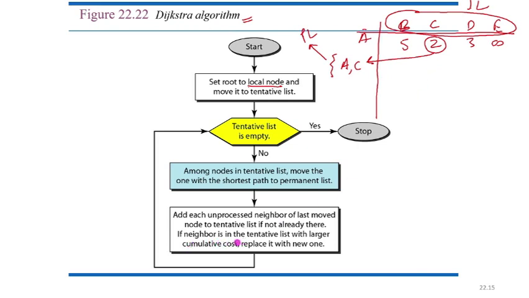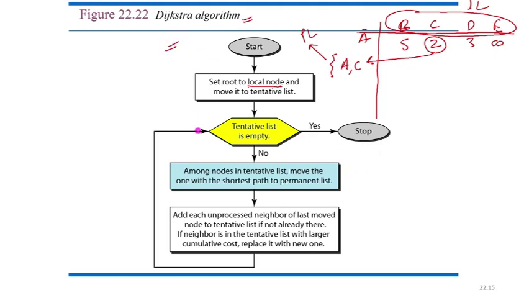If a neighbor is in the tentative list with a larger cumulative cost, replace it with the new one. So we need to find out the distance from the local node to this one, so this is like source to destination we want to go. Whatever is the minimum distance, we need to replace it with that value here. So here it is 5, 2, 3, and infinite right now. Out of that, whatever is the minimum distance, we need to put it here. So this is the algorithm that we will be following.